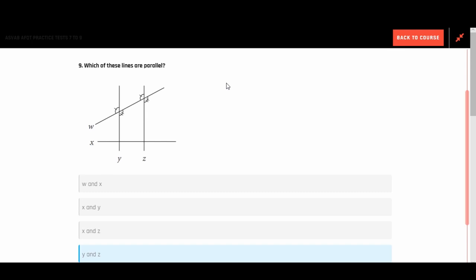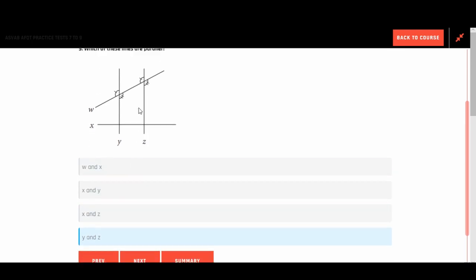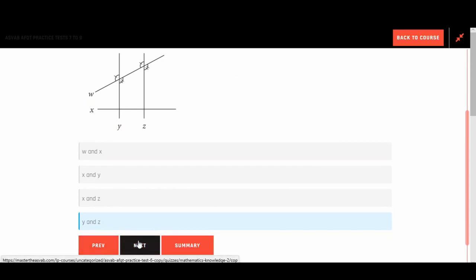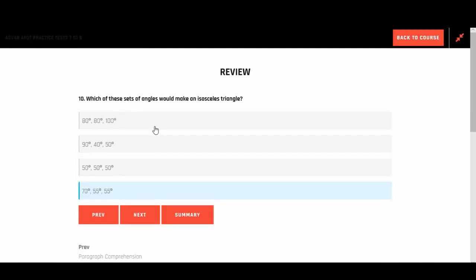Which of these lines are parallel? We can clearly see that this is slanted with these angles, whereas all these are right angles. So if these were parallel, these would be right angles and these would be right angles. So we know y and x aren't parallel. The only obvious answer choice for this one is y and z. Okay, so that's that one. No real complicated geometry to do on that one. You just have to be able to see it. And it's fairly easy to see.